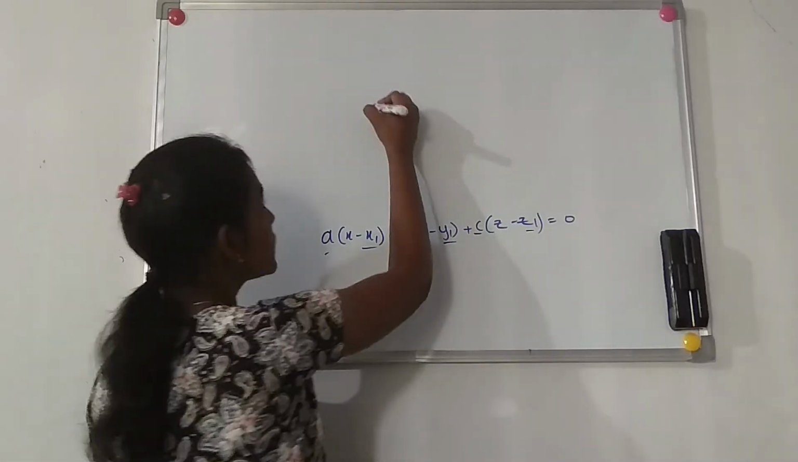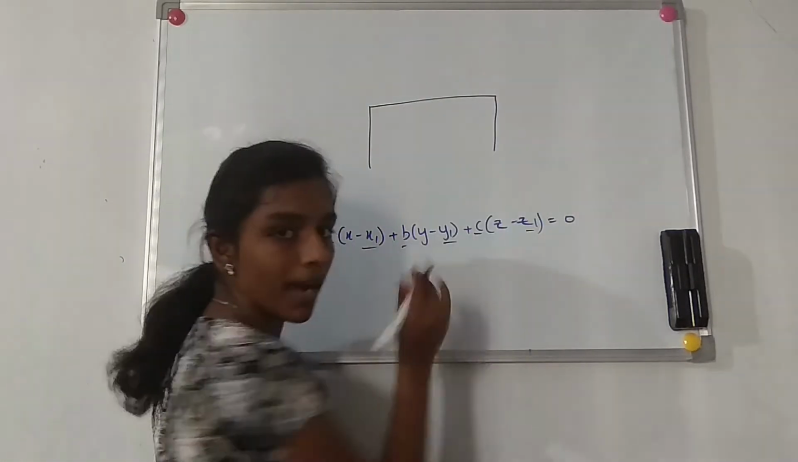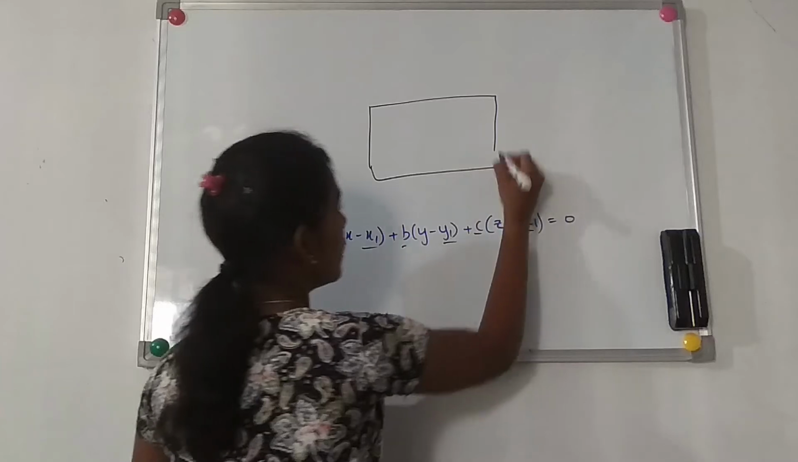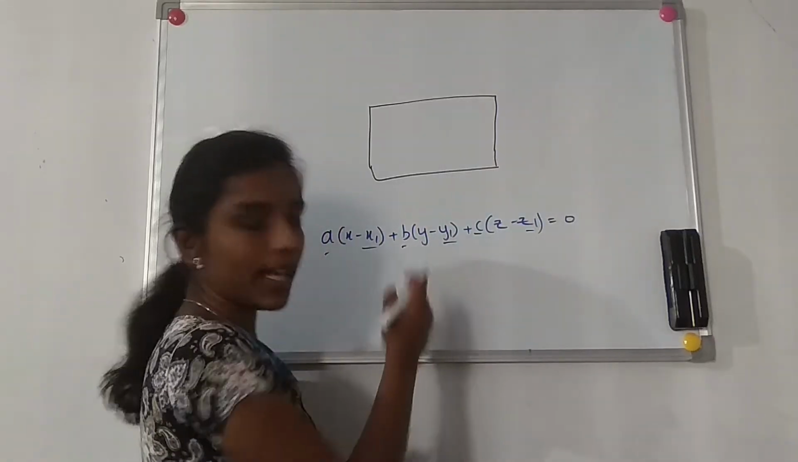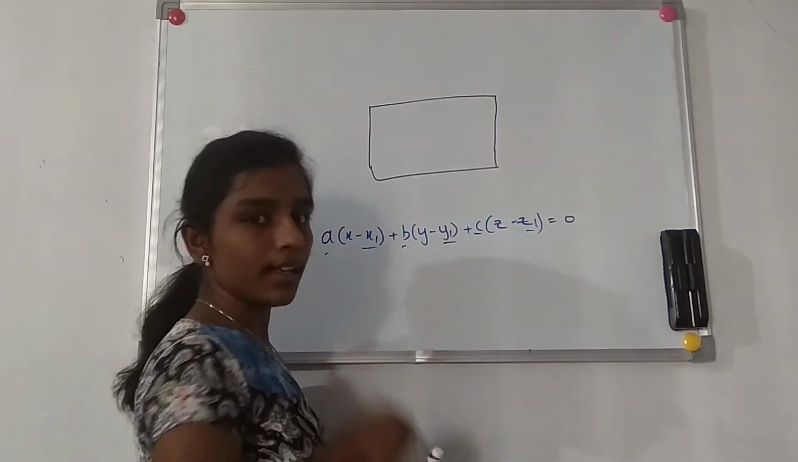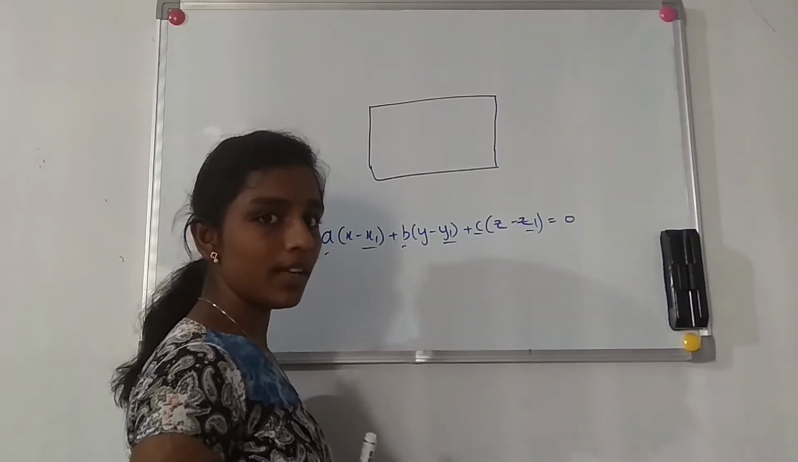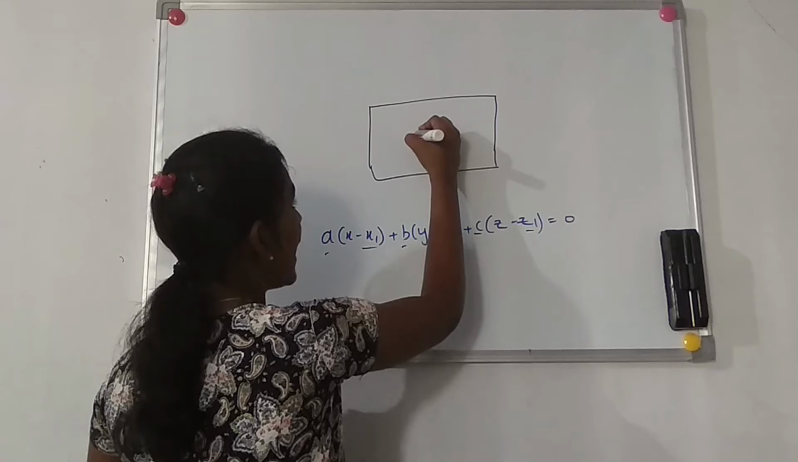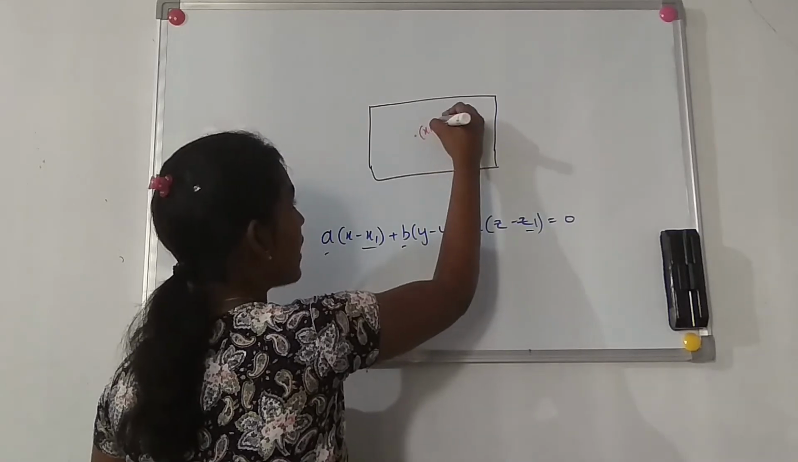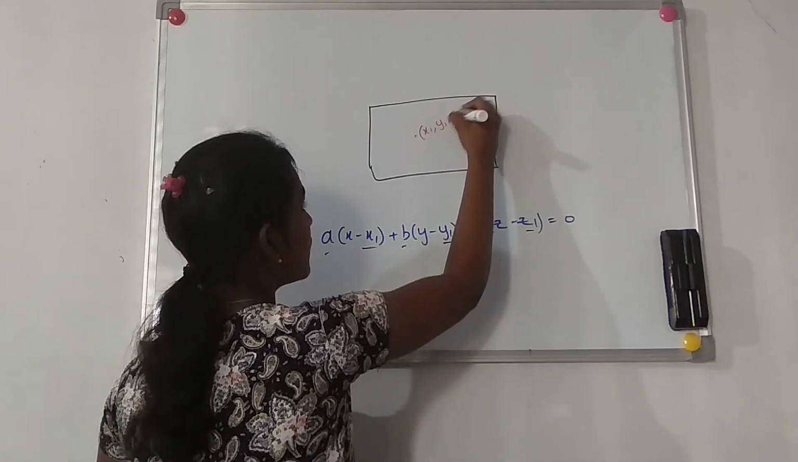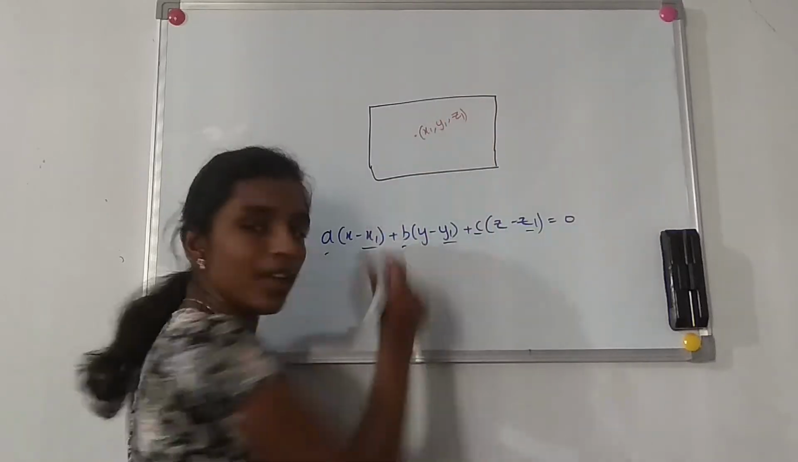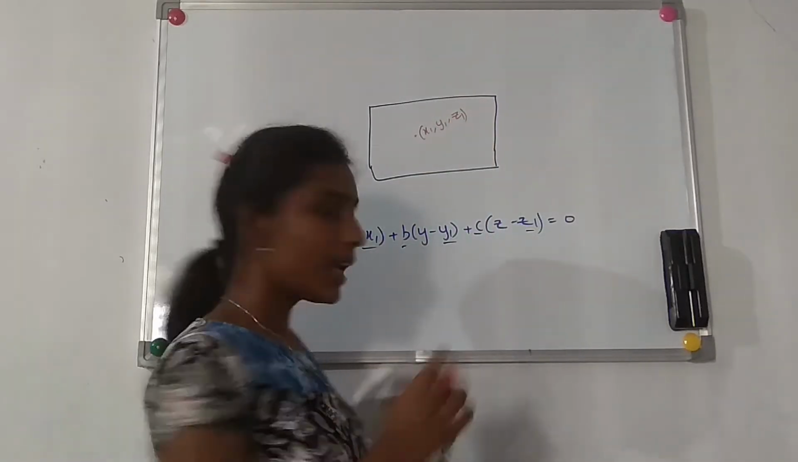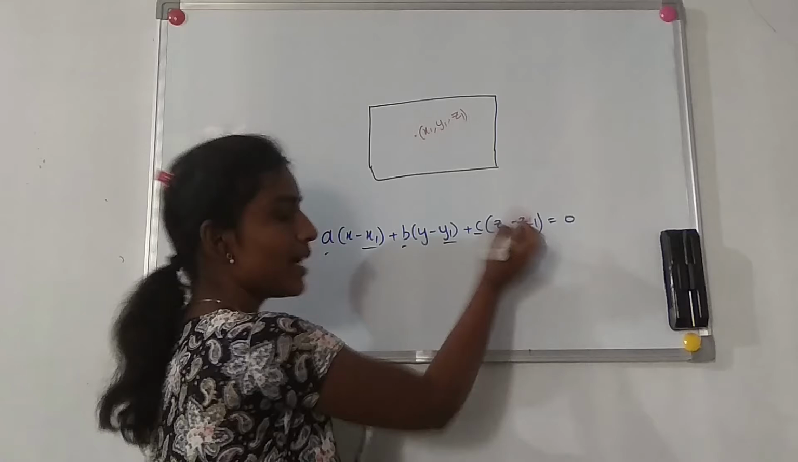Okay. So if there is a plane, the required plane, if this is the required plane and there is some point x1 comma y1 comma z1 in this plane. Okay. So I'll put it over here, x1 comma y1 comma z1. So this is a point on the plane. Okay. So these are the x1, y1 and z1.